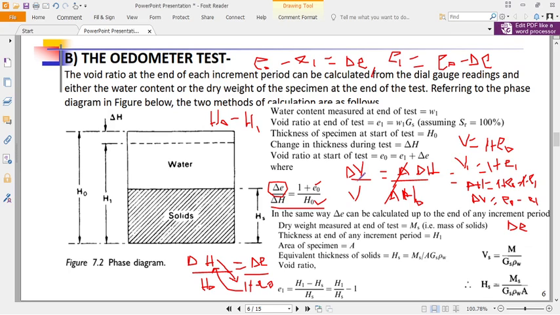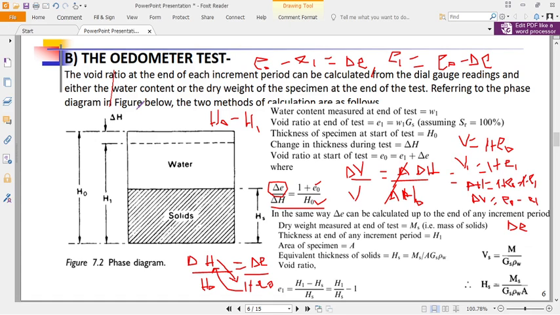That's how we can do it. Then we plot. After determining, we plot e against the effective stress, which will be a curve. Initially, when the effective stress was 0, e was high. When you increase the effective stress, the void ratio goes on reducing. Is that okay? So we finish this part.